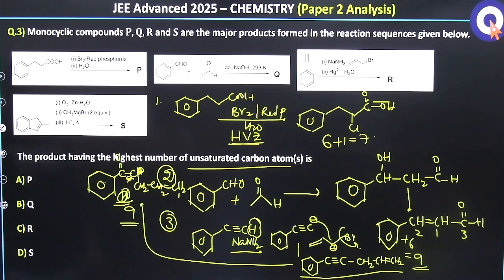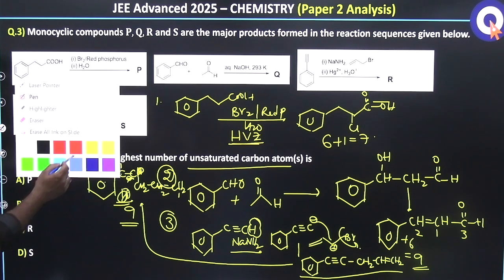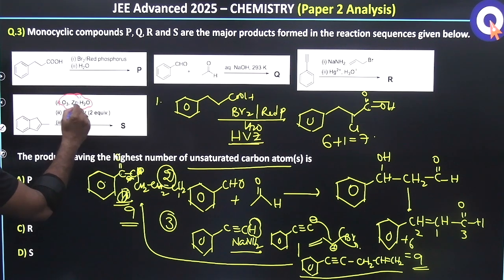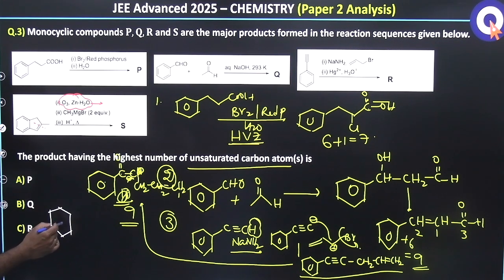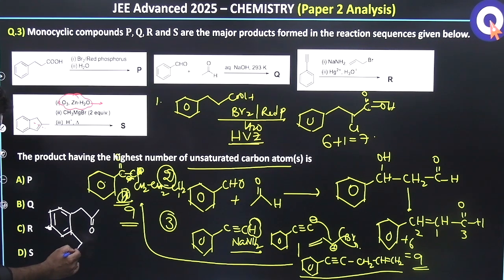So we have one more option that we have to check. So here what happened? As everyone knows, O3 and Zn H2O. What is this? Reductive ozonolysis. When reductive ozonolysis is there, then what happens? The bond will break here. So if it breaks here, what is the product that we will get? This will become a ketone and this is anyway an aldehyde.